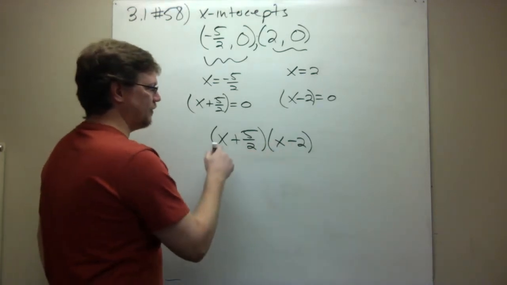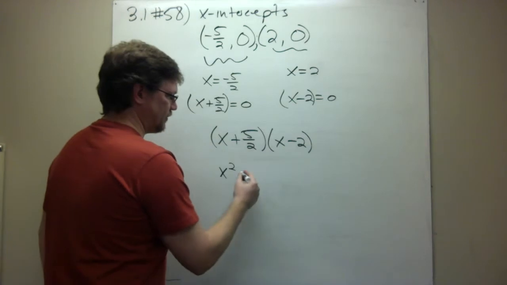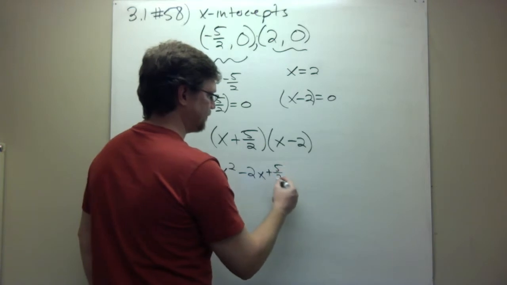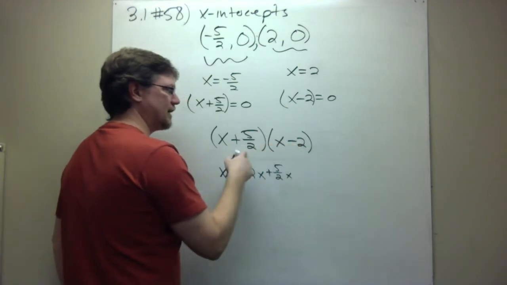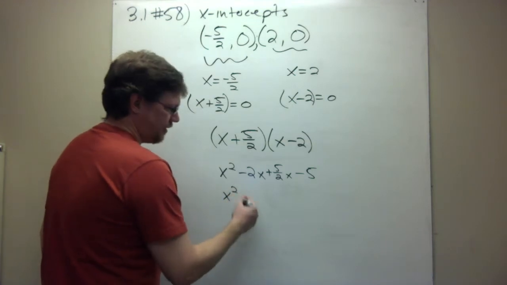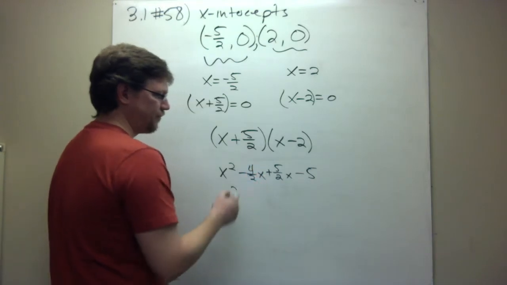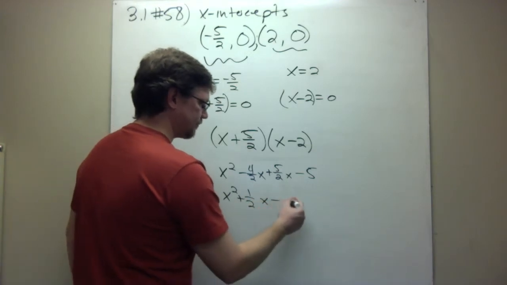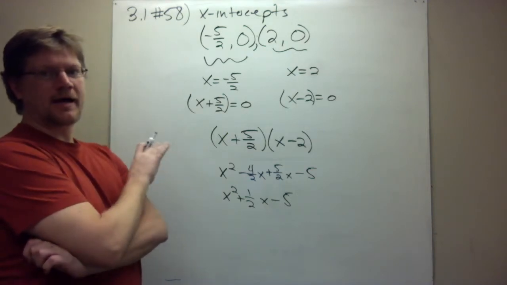So if I FOIL this out, x times x is x squared. X times negative 2 is negative 2x. X times 5/2 is 5/2 x. 5/2 times negative 2, the 2's will cancel, 2 on the top, 2 on the bottom. This will give me a negative 5. So I'm going to get x squared, minus 2x, where 2 is the same as 4/2, 4/2 plus 5/2 is 1/2, x, and a minus 5.